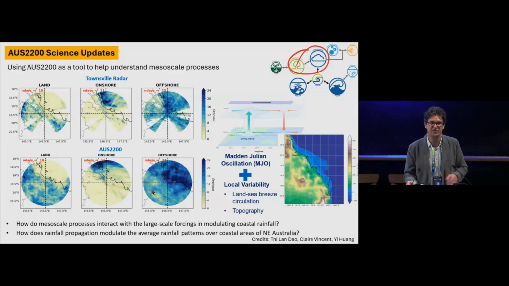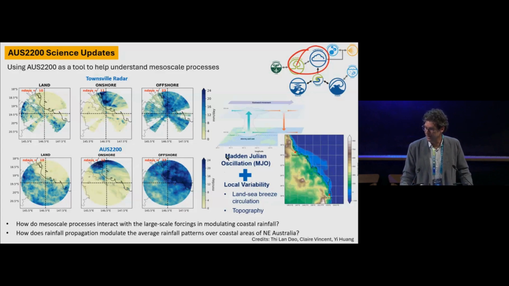And by digging into this model, we can get much higher resolution and understand, hopefully, how large-scale patterns can modulate the coastal rainfall. And so this is an area that we're taking a lot of interest in, to try and better understand these mesoscale processes, and to build the tools that allow us to understand them.